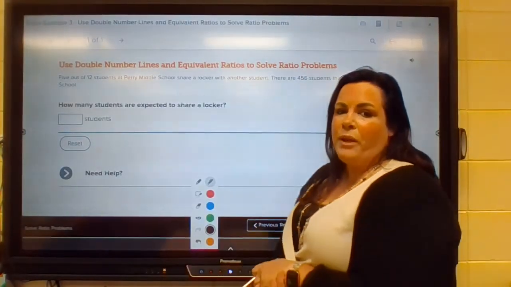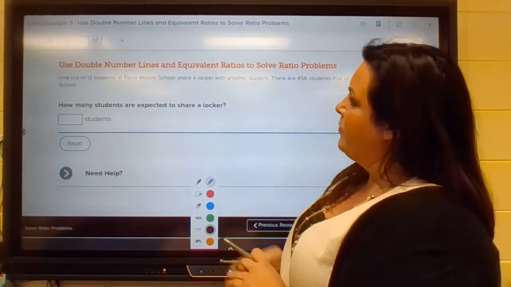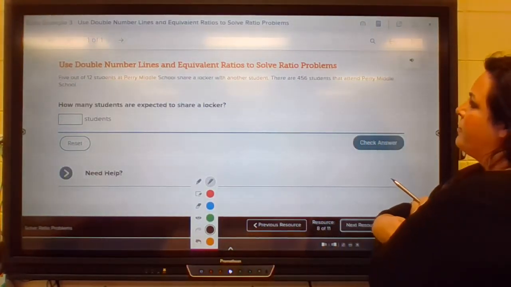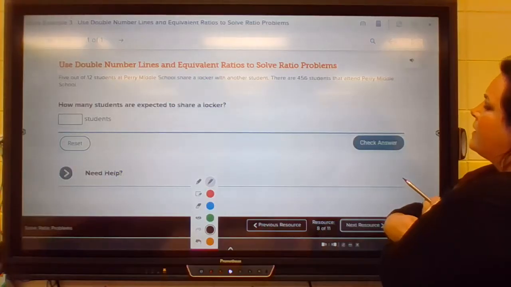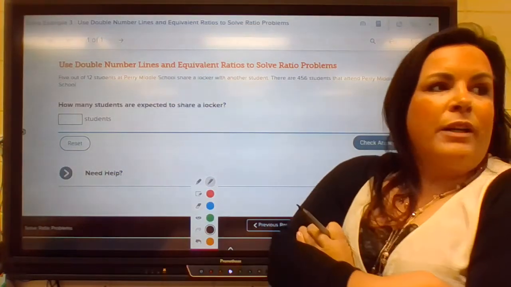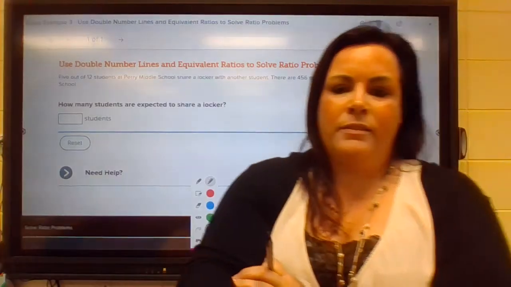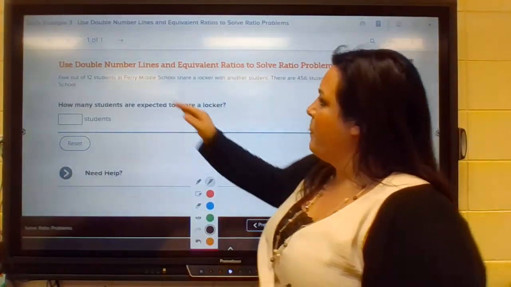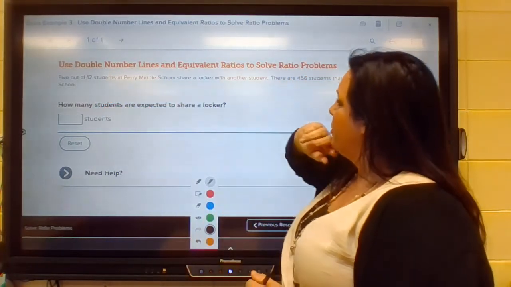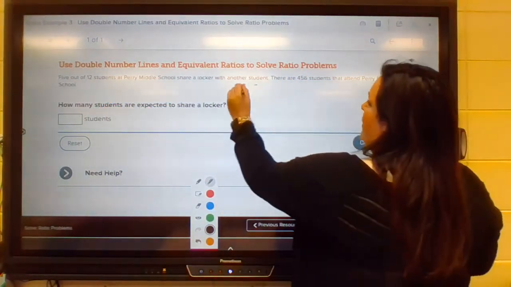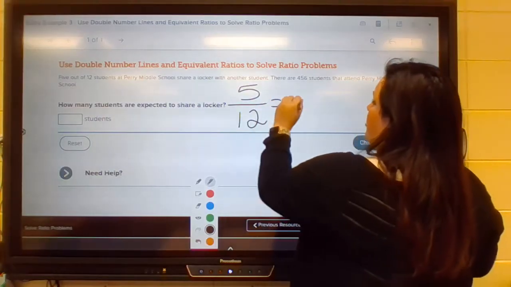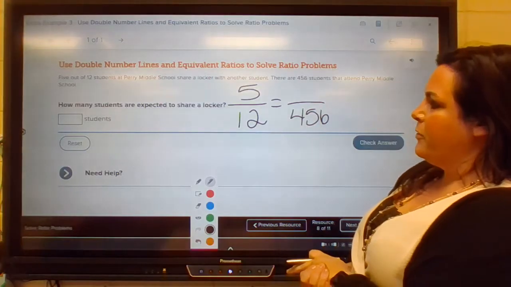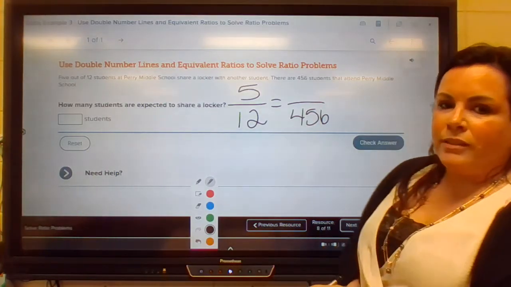All right, so when we find this problem here, it says 5 out of 12 students at Perry Middle School share a locker with another student. There are 456 students that attend Perry Middle School. So how many students are expected? All right, so taking a look at this example, we see here that 5 out of 12 students at Perry Middle School share a locker with another student. There are a total of 456 students that attend Perry Middle School. How many students are expected to share a locker?